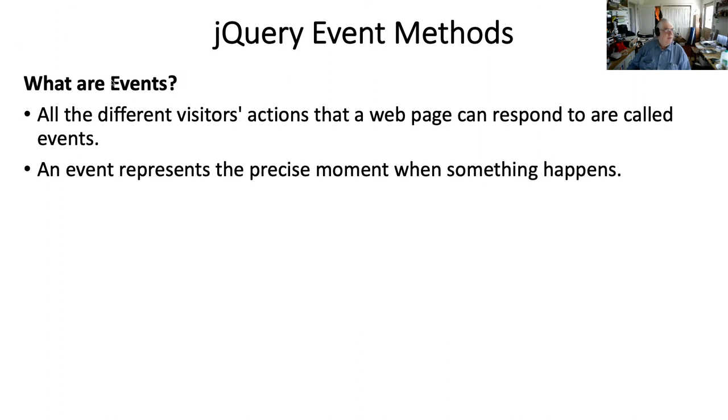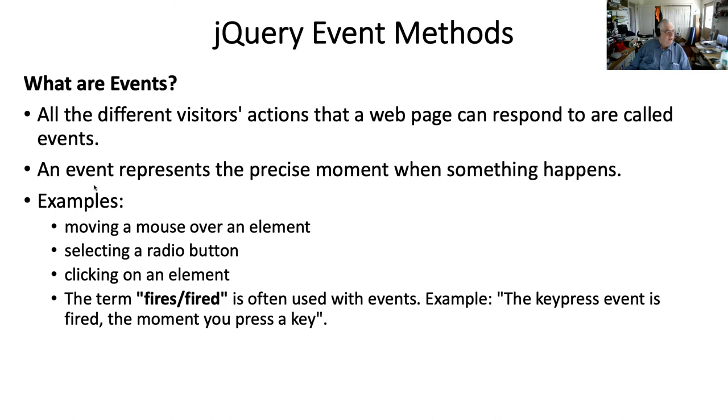jQuery event methods. What are events? All the different visitor actions that a web page can respond to are called events. So, you know, mouse up, mouse over, you can look at them all up, but you can truly not do anything around a web page that's not firing events. And jQuery is going to give you a way to respond to them as appropriate. An event represents a precise moment when somebody wants something to happen.